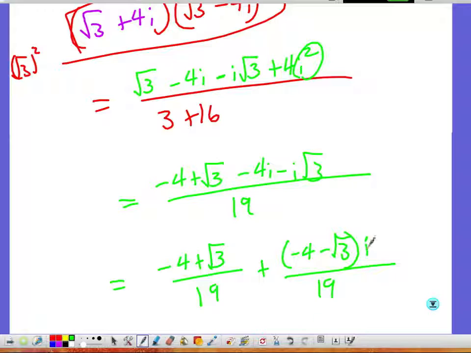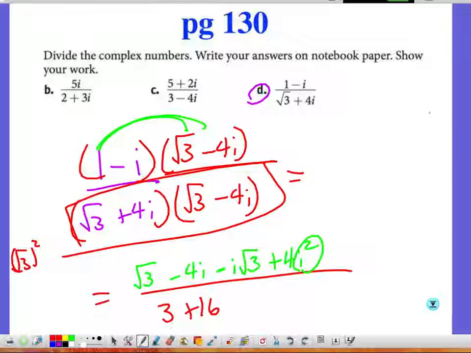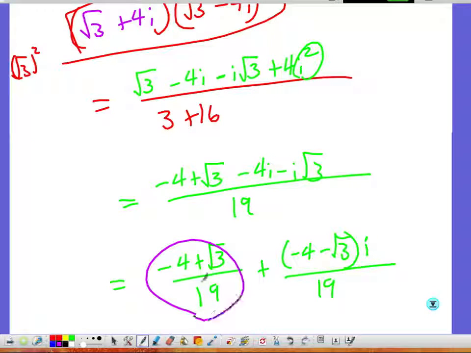Now why did I write it like this? I factored out the i, because when I distribute it back, it gives me -4i minus i square root of 3. But the reason I wrote it like this is because my real part is this, and my imaginary part is this, whatever's next to the i.